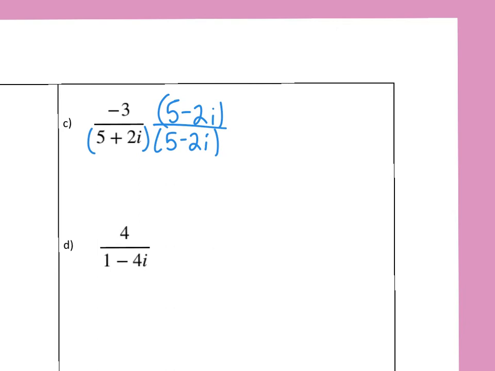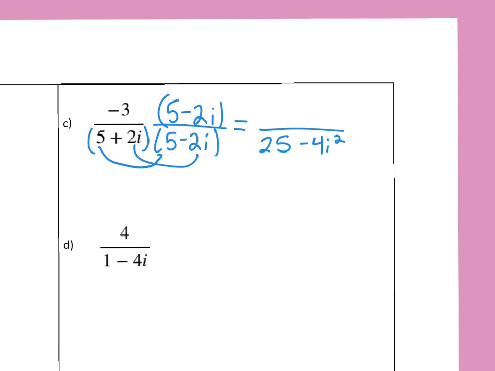We'll go ahead and do the bottom because we know what's going to happen. We know the middle is going to cancel out, so I'm just going to do 5 times 5, and then 2i times negative 2i. Negative 4i squared. That's it on bottom.